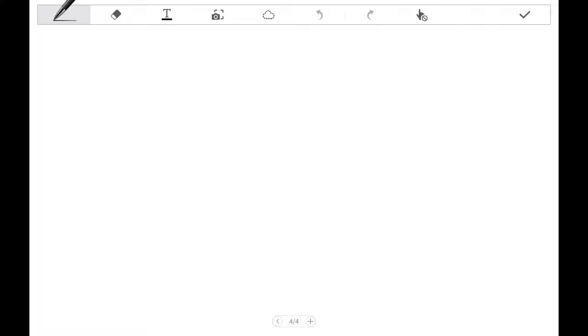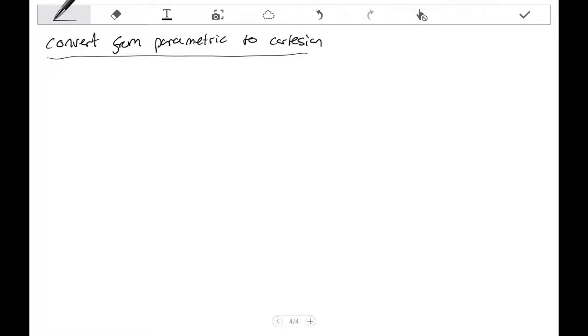Next thing that we need to be able to do is convert from parametric to Cartesian. Okay, so let's look at the example that we've just done. Let's find the Cartesian form of x equals 1 minus t, y equals t squared minus 4. Okay, that's going to be our question.